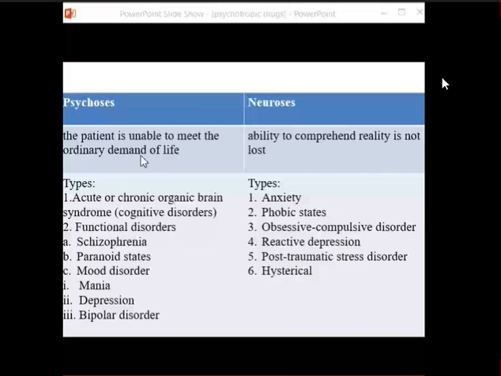Then in neurosis we also have post-traumatic stress disorder, the feeling of stress after trauma, and hysterical conditions. Hysterical means showing extreme, uncontrolled emotions. So you can see there are different types of psychiatric illness, which are divided into psychosis and neurosis.